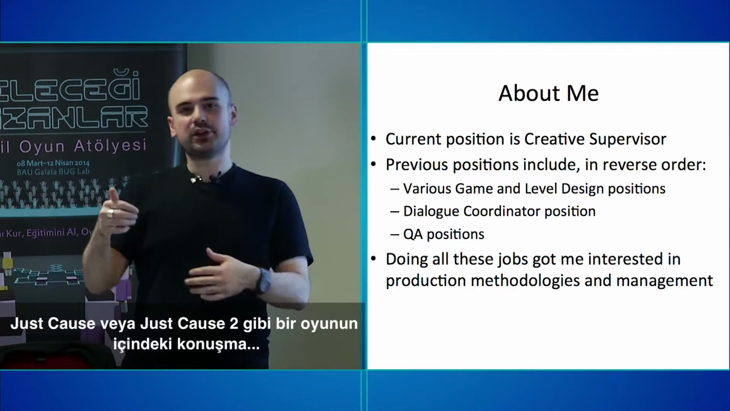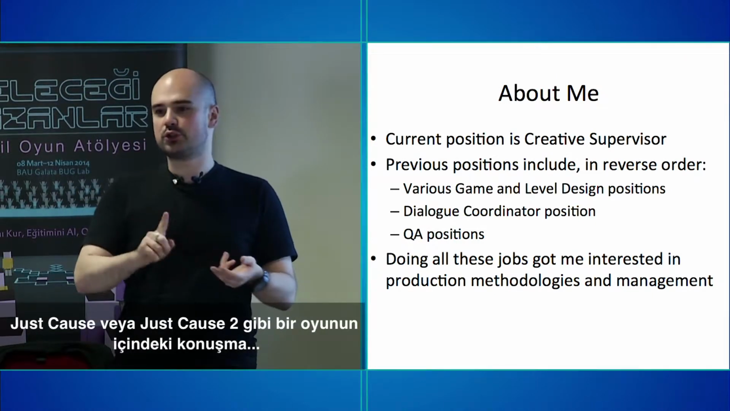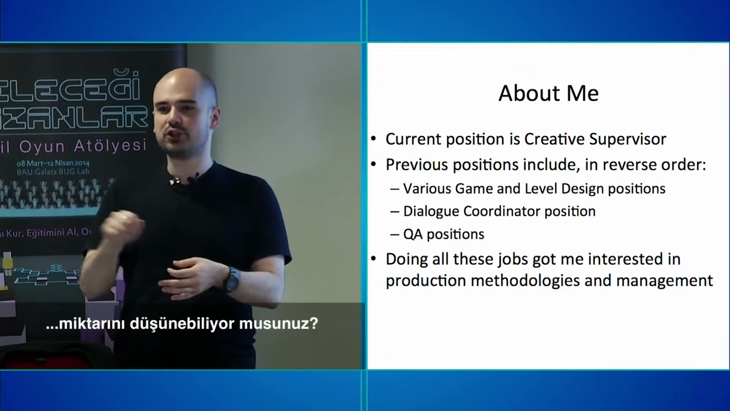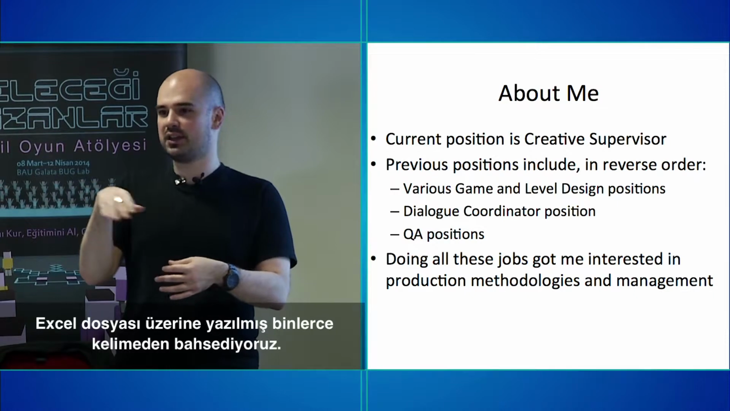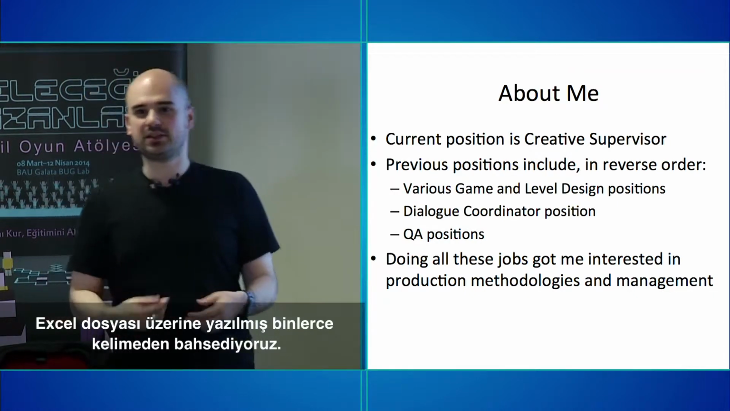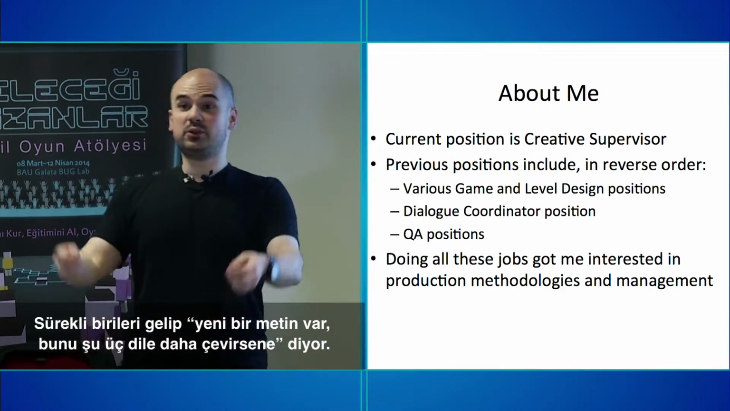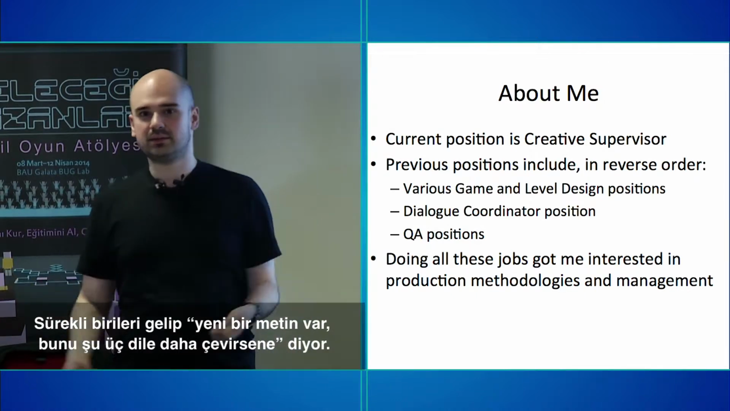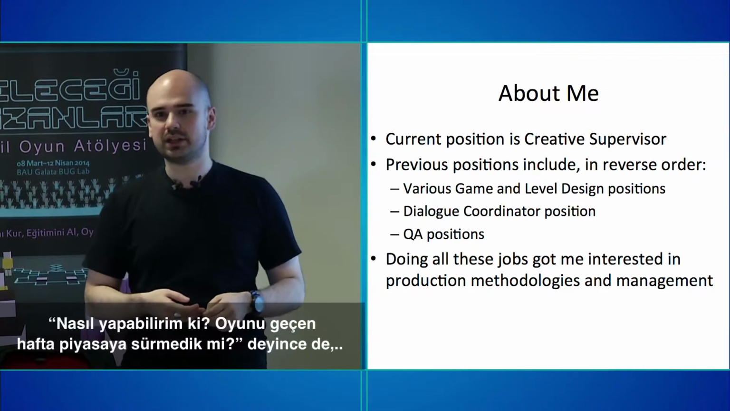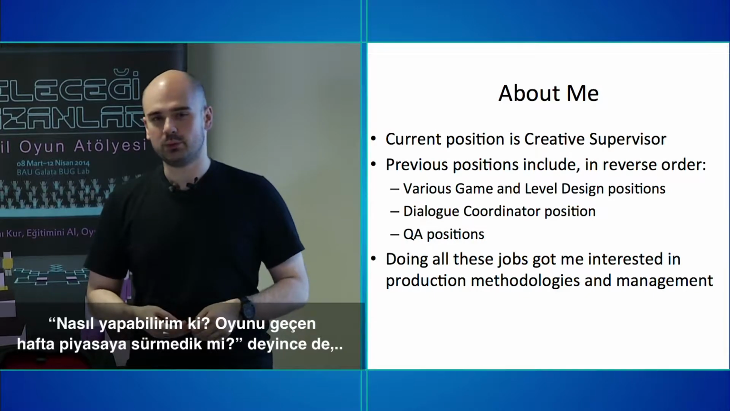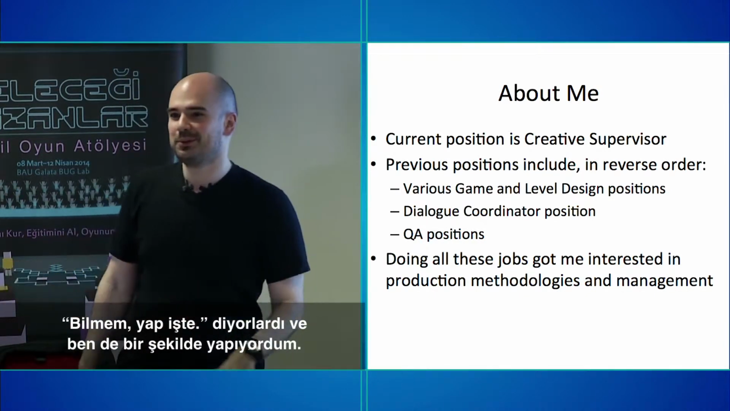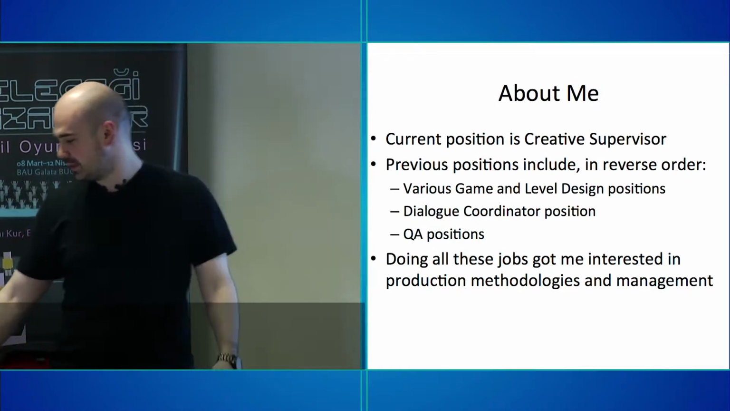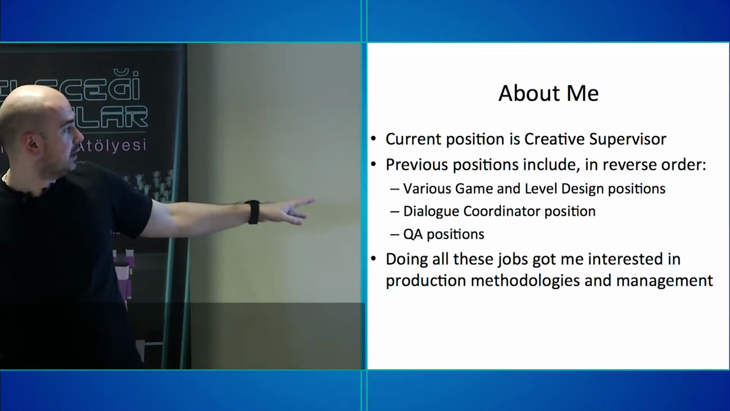So you can imagine if you make a game like Just Cause or Just Cause 2, how much dialogue and how much text is in there. So it's thousands upon thousands of rows in an Excel spreadsheet, and someone always comes by and says, hey, I have a new string that I need translated into 3 new languages. And I say, how am I going to do that? The game launched last week. And they say, I don't know, work magic. And then I actually have to work magic. So yeah, don't do that job, by the way.